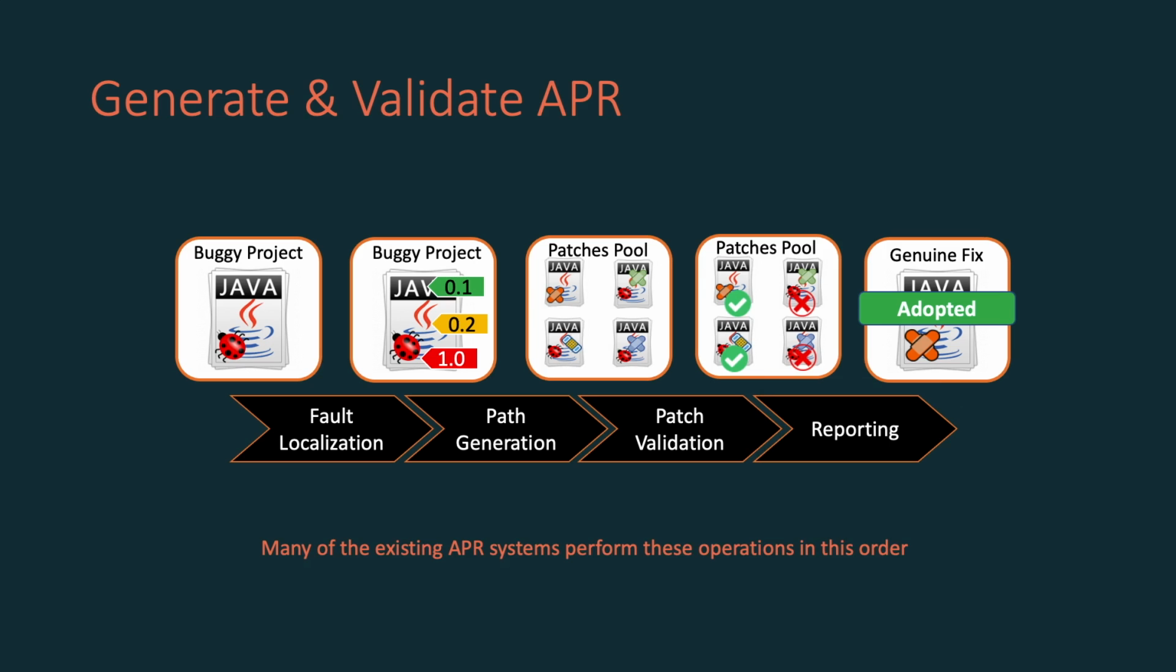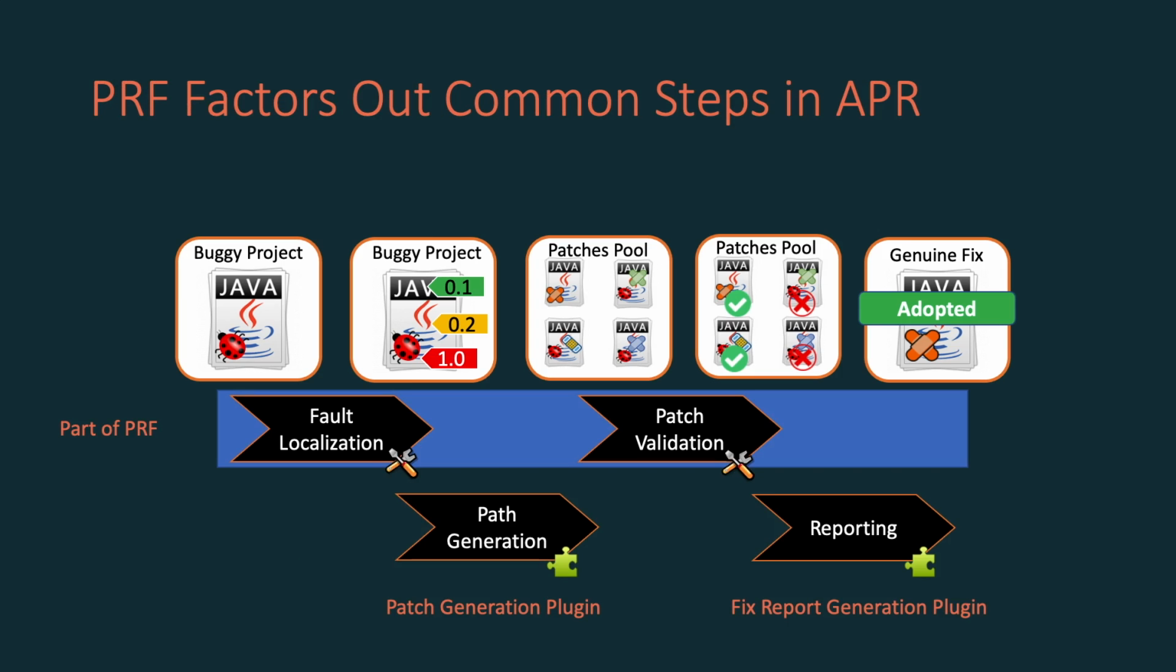By carefully examining the architecture of the existing generate and validate APR tools, we realize that the operations carried out by these systems can be abstracted in more or less the same way that we show in this diagram. Different APR techniques differ in the way they generate patches, and the rest of the steps are re-implemented when constructing a new APR prototype. The goal of PRF is to factor out the common steps and implement them once and for all.